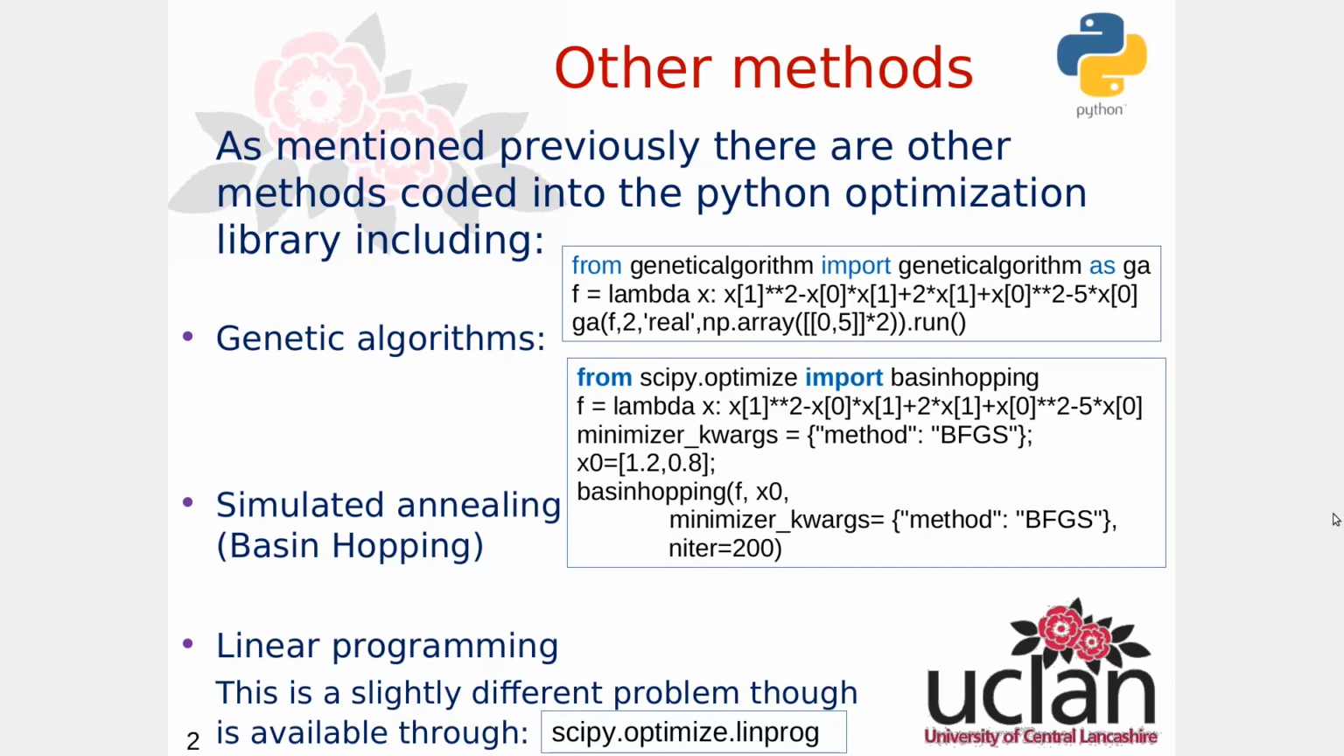There is something called basin hopping, which is analogous to simulated annealing. This we would need to set up the optimizer as shown here, and more detail on that from the SciPy optimize basin hopping. These other methods included here will find a global minimum rather than local minimums within a specific range.